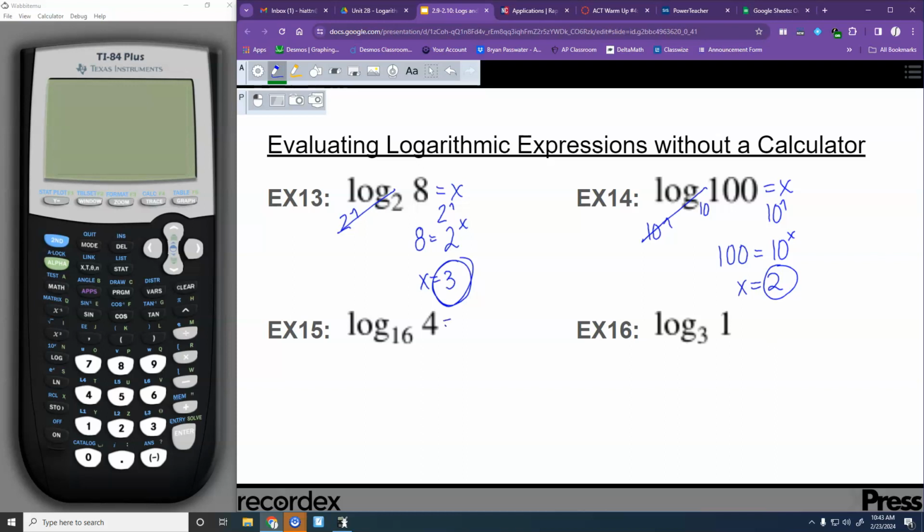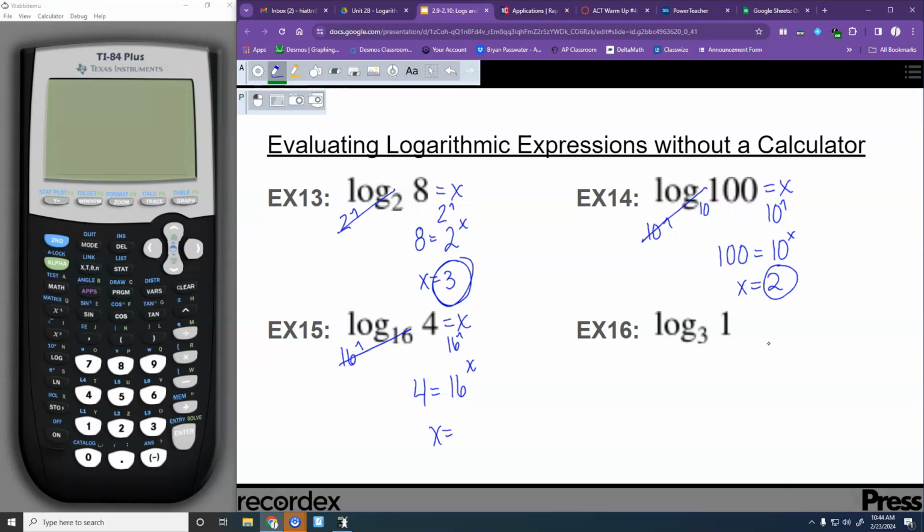All right, same thing for these others. To get rid of a log with a base of 16, I do 16 to that power to cancel it out. I do 16 to the power on the other side as well. I got 4 equals 16 to the x power. What's that? Nope, but you're thinking in the right direction. It's 1/2.